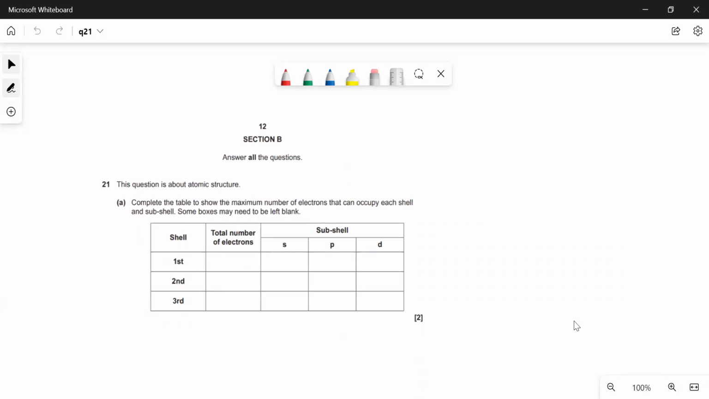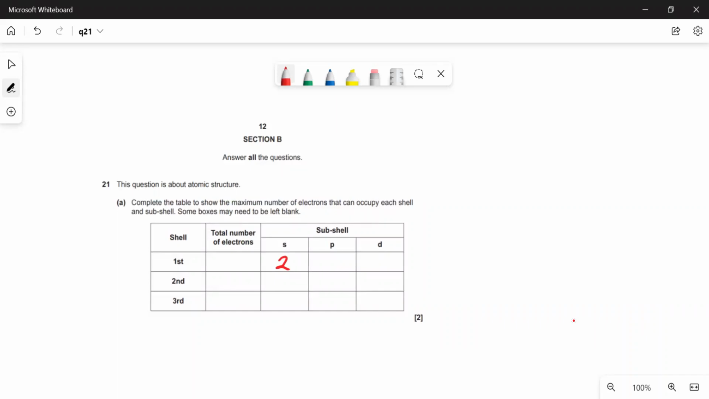Question is about atomic structure. Complete the table to show the maximum number of electrons that can occupy each shell. Okay, so first shell, you only have an s orbital in the first shell, don't you? How many s orbitals have we got? We've got 1, and you can fit 2 electrons in it. There's no p or d in the first shell.